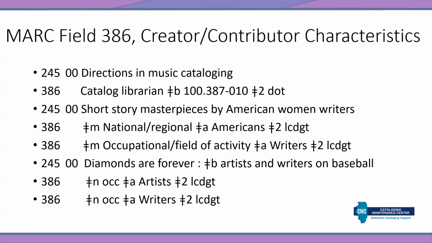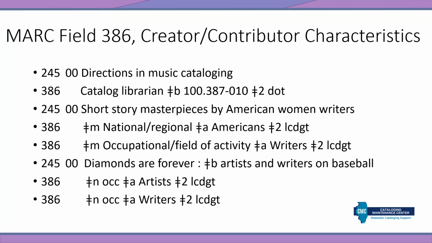So MARC field 386, creator/contributor characteristics. Again, this is a repeatable but optional field. It holds a group category to which the creator or creators of a work or compilation of works, or the contributor or contributors to an expression or compilation of expressions, belongs. Prefer use of a separate field for each creator/contributor term.